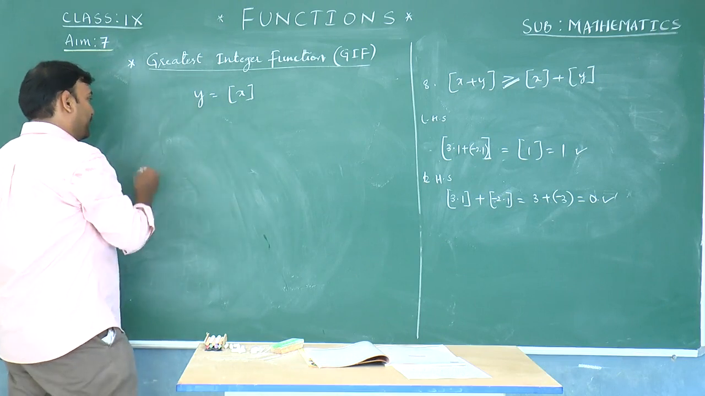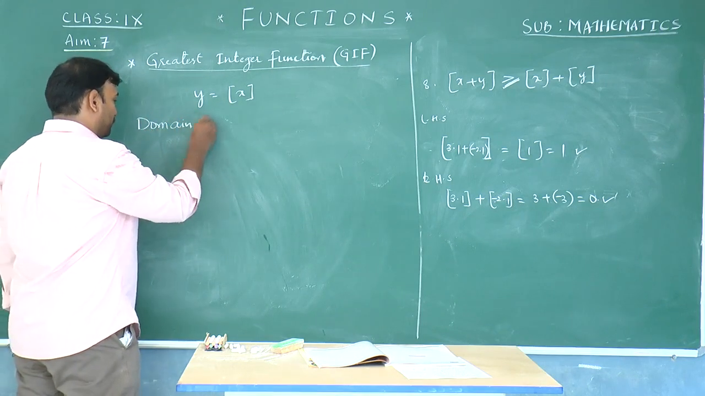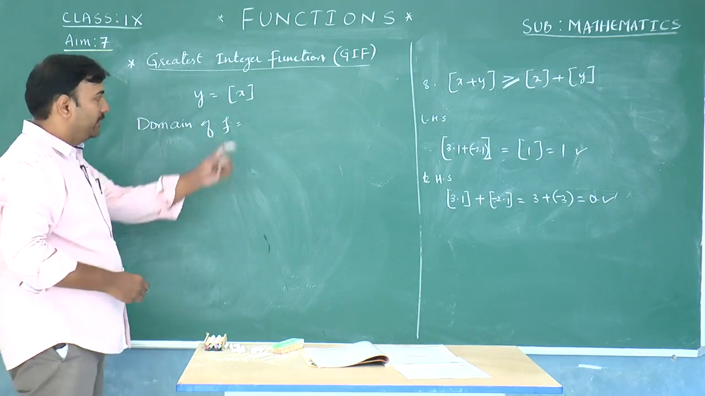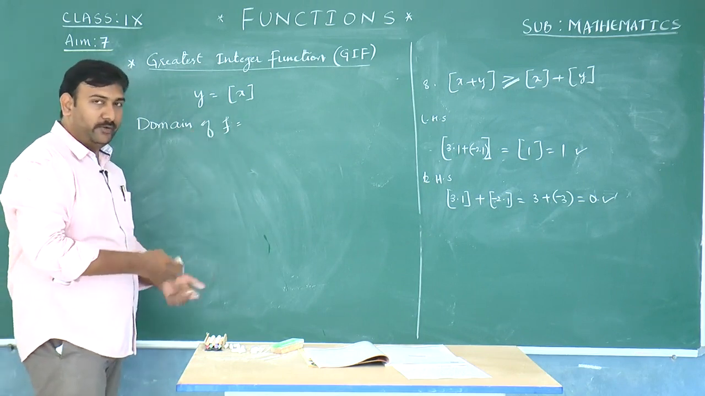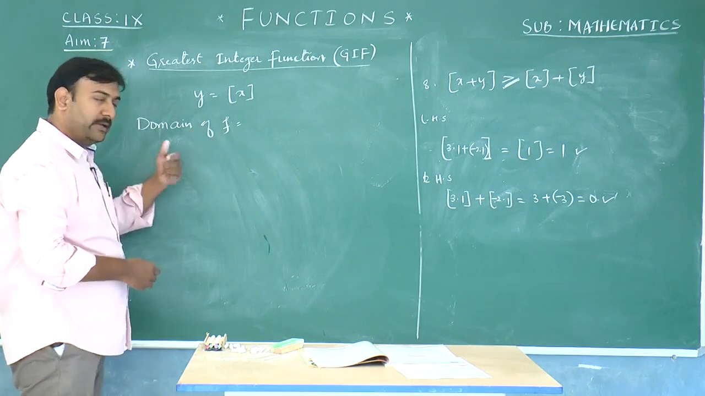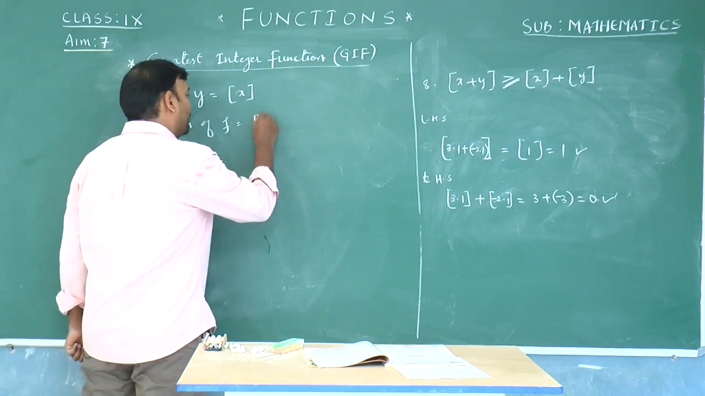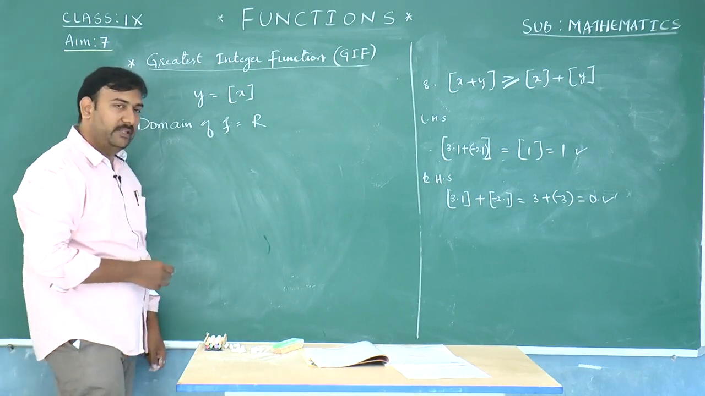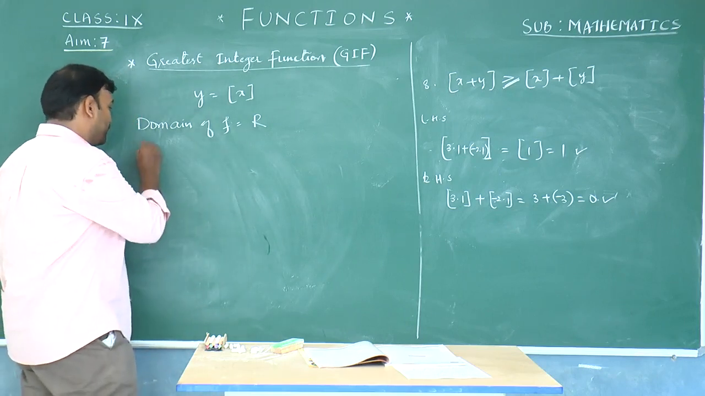For this particular example, what is going to be the domain of the function? We need to understand for what values of x this is defined. As you know, it is step of the variable, so it's going to give you an integer. Whatever real number you take, the step value will exist, so it is defined for all real numbers. x can take any real number, therefore the domain of the function is the set of real numbers.